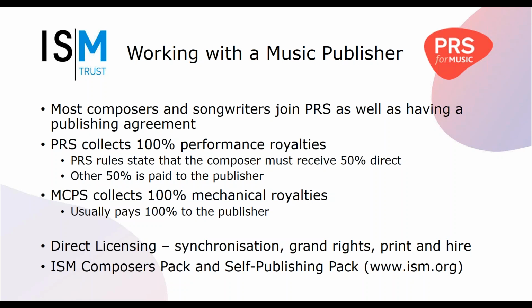There are certain rights that PRS for Music does not control in the majority of cases, which include synchronization rights, where the music is synchronized to moving images in films and advertisements, grand rights, where music is used in a dramatic production such as opera, ballet or musical theatre, and print and hire rights, which cover the production and hire of sheet music. The licensing of these types of music usage is usually referred to as direct licensing, because they're licensed directly by either the composer or their music publisher, depending on whether they have a publishing agreement and what that agreement covers. It's particularly important for unpublished or self-published composers to know that these rights belong to them and can be negotiated with music users and paid directly to the composer. For more information, look on the ISM website for their Composers Pack and Self-Publishing Pack.